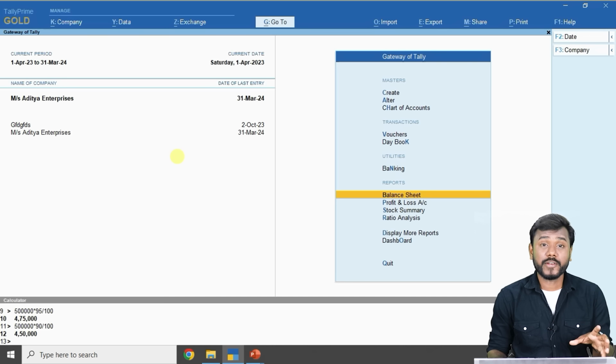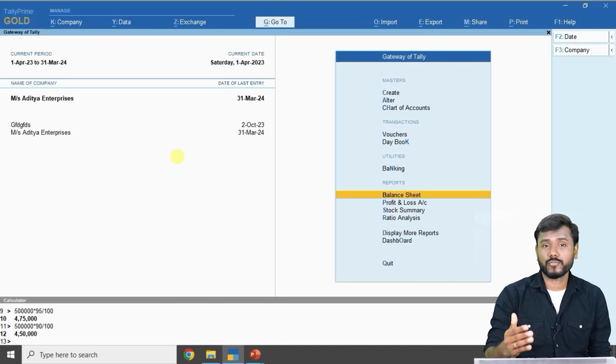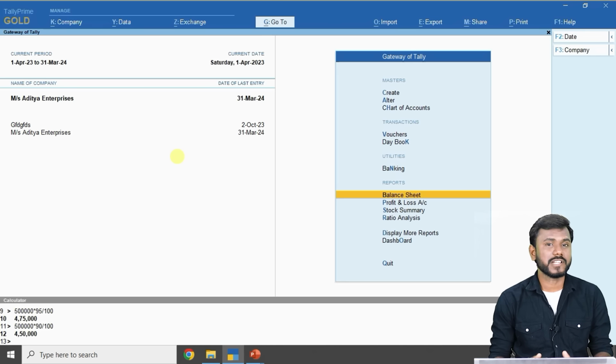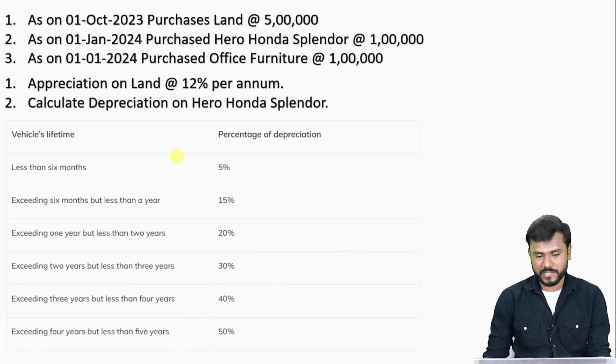For land, it depends on when you purchased, what the time period is, what the market value is, and what the current demand is. If it is furniture or a motor vehicle, there is another set of rules to be followed. I'll be sharing some resources along with this video. Kindly download the resources to know more about the appreciation and depreciation calculation methods and their percentages. Here I will show some samples.